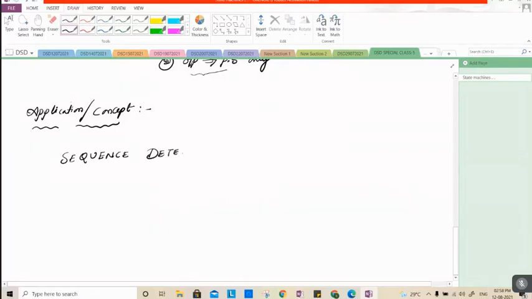Sequence detectors. One particular concept in state machines is sequence detectors. Now, what is meant by sequence detectors? Can someone tell me? What is a sequence detector, or what are the examples for sequence detectors, or what do you understand when I pronounce sequence detector?